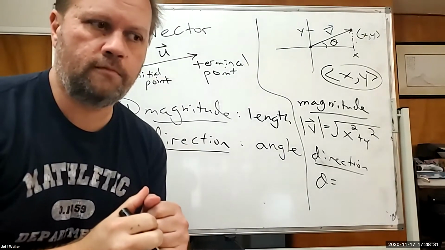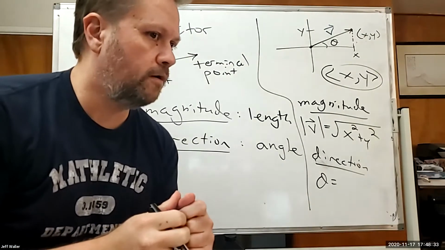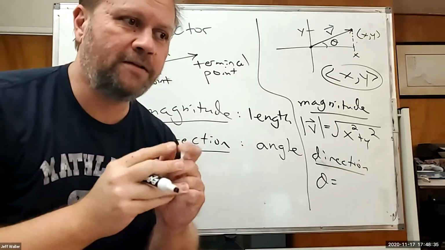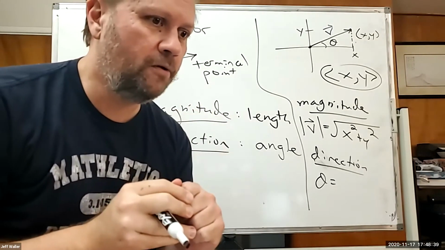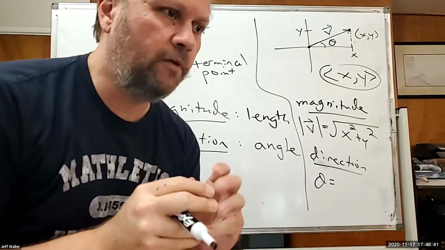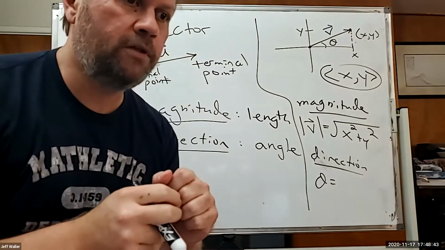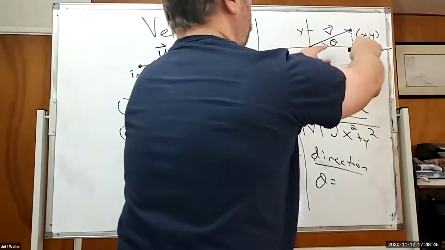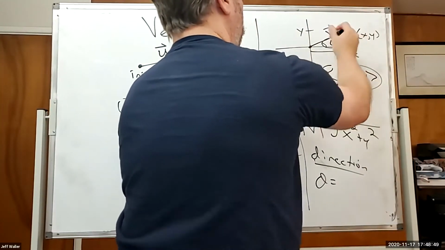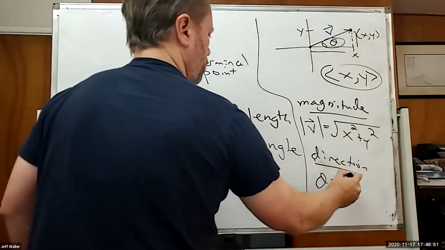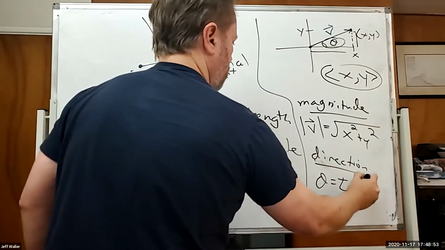Do you use like side angle side? No. Don't have to think that much about it. It's exactly what we did with polar form. How did we figure out the angle? What do I know about this? I know this is x, I know this is y. So how do I get the angle? Inverse tangent. Yes.